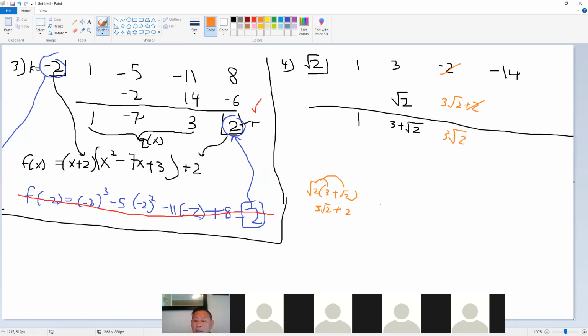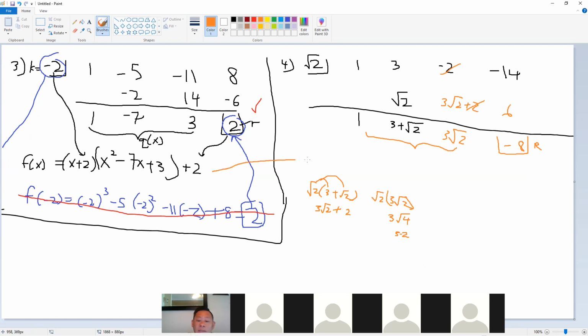And then you need to multiply this 3 root 2 with root 2. So this is actually 3 times root 4, which is 3 times 2. So you get 6. Don't forget that root 2 times root 2 is root 4, and 4 is the perfect square of 2. So 3 times 2 is 6. And when you add, this will give me negative 8. So this will be your remainder, and this will be your quotient.